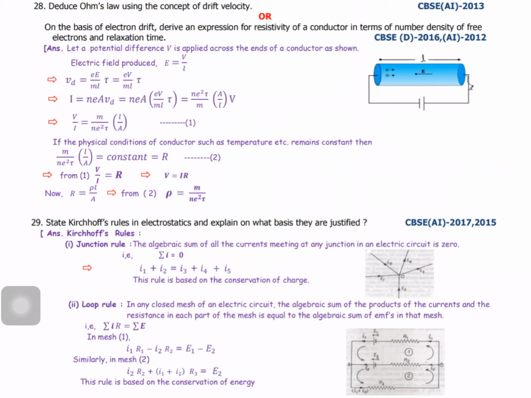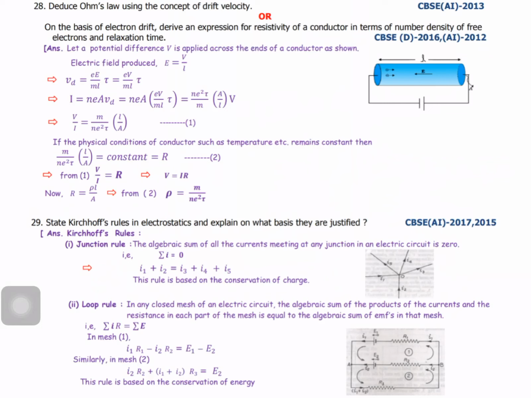Okay, second rule. The first rule is the junction rule, or sometimes it is called the current rule. The second one discusses the voltage, so it is the voltage rule or loop rule. In any closed mesh of an electric circuit, the algebraic sum of the product of the current and the resistance in each part of the mesh is equal to the algebraic sum of EMF in that mesh.